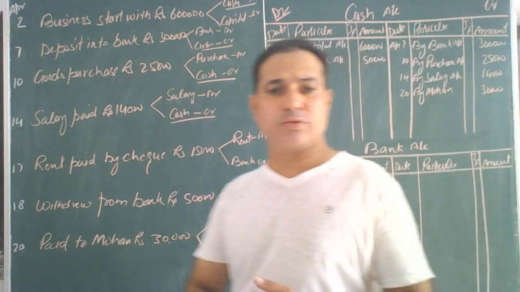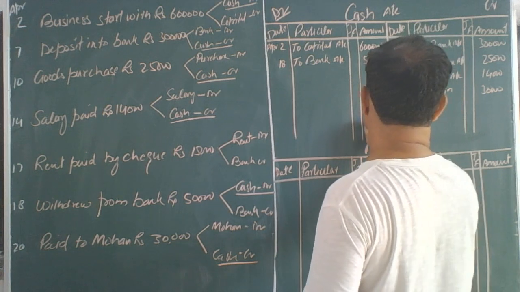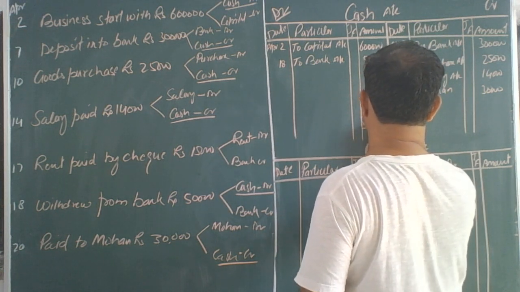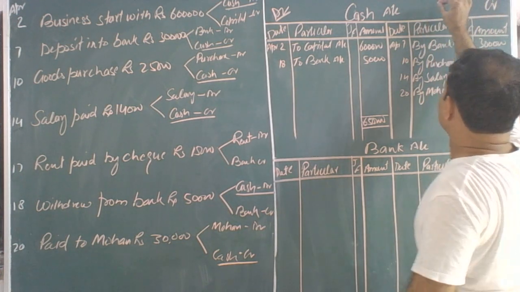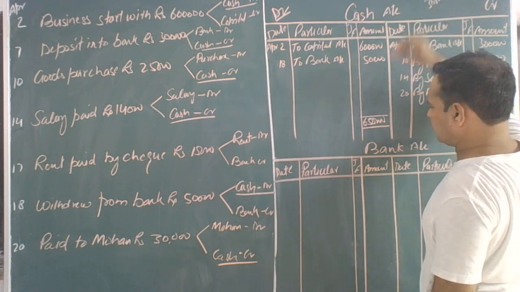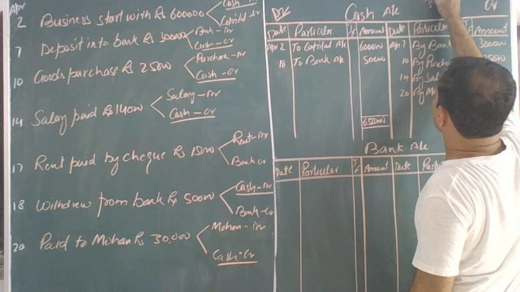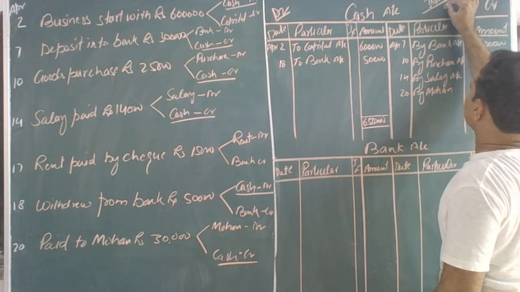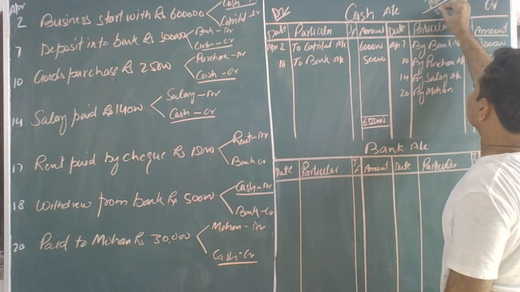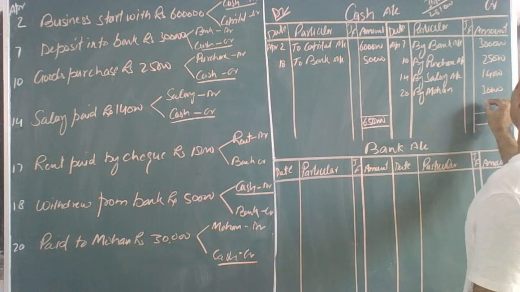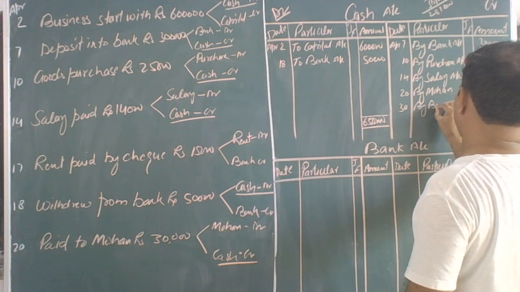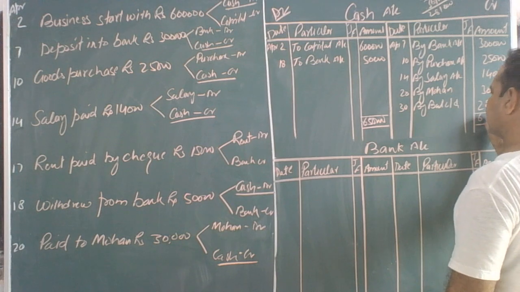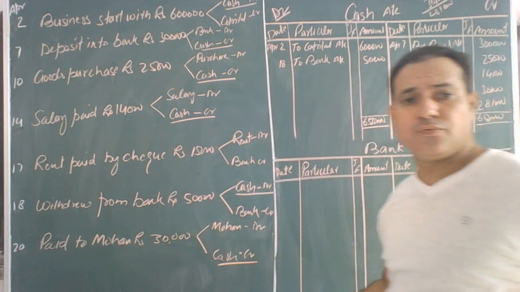At the end, we will find out the balance of cash account. This is 6,50,000 and the total of this side is 3,55,000, 3,69,000. Out of 6,50,000 we will deduct 3,69,000, which gives 2,81,000. April 30, by balance carried down, and the total is 6,50,000. This balance goes to the 1st of next month.